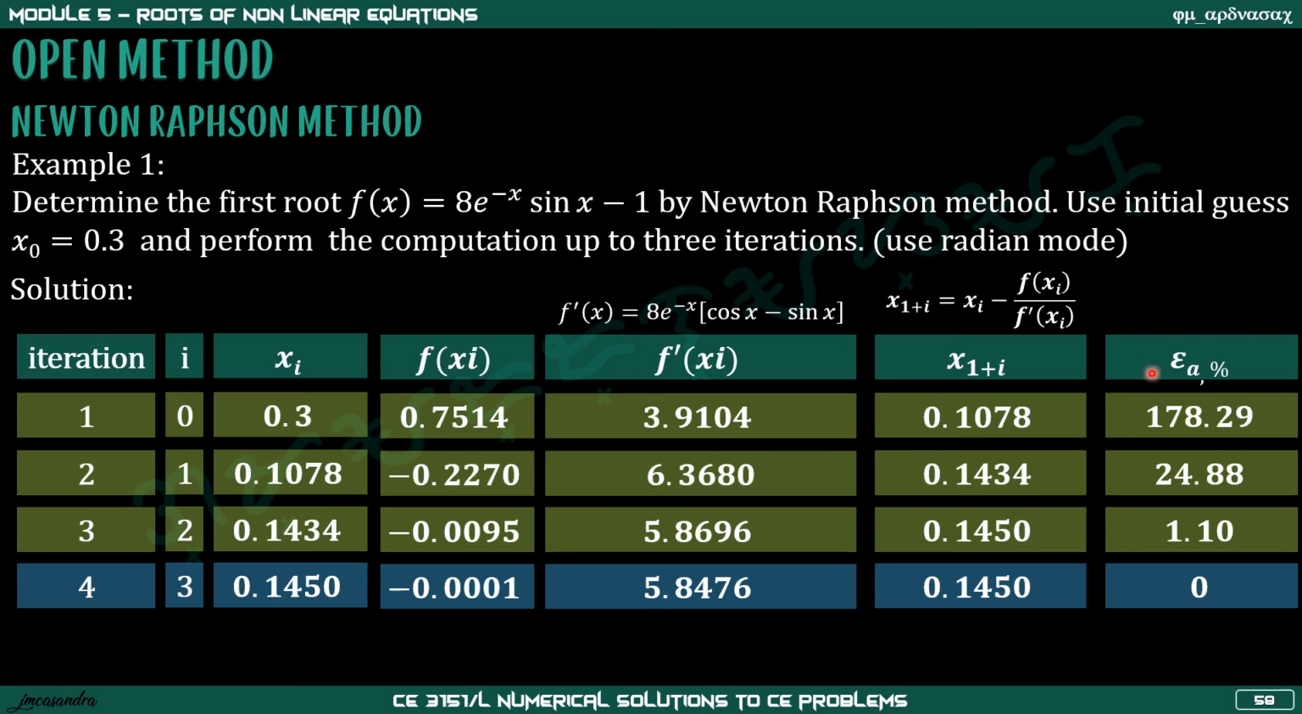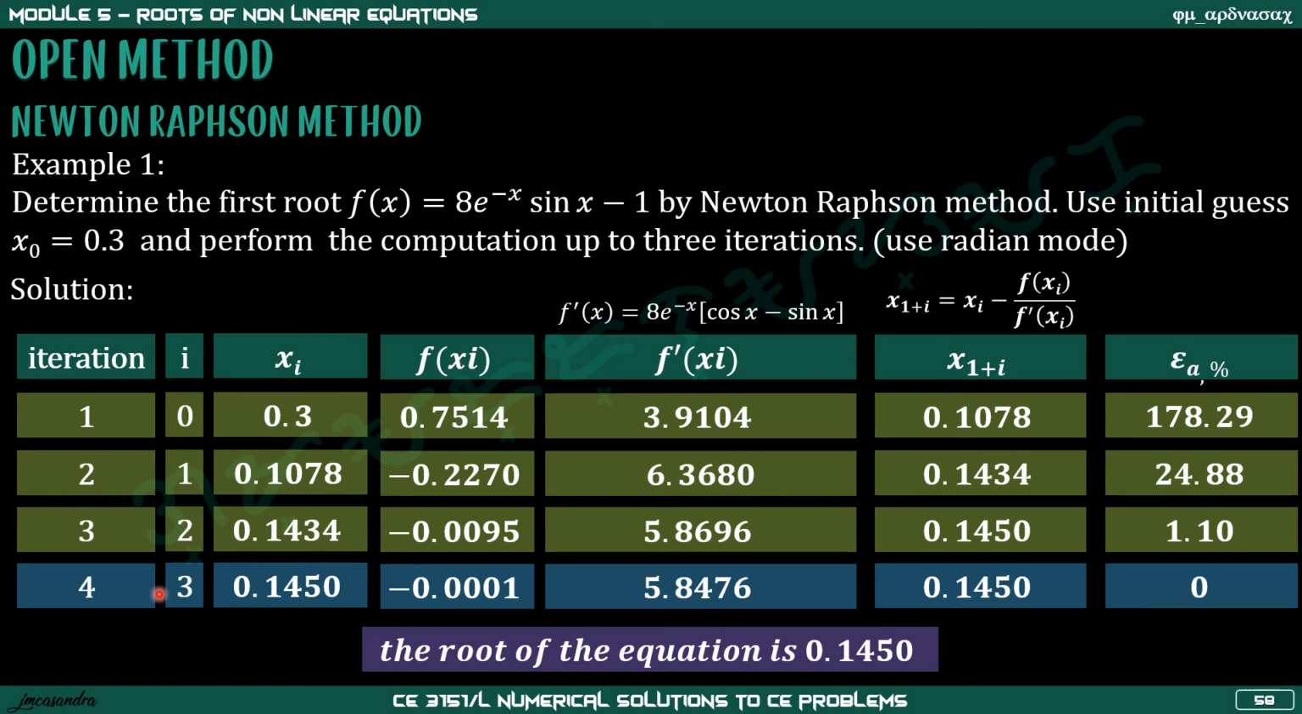Computing now for your approximate error, the new one minus the old one divided by the new one. So we have a 0% error, meaning even if we have not continued with the fourth iteration, the true root now of the equation 8e raised to negative x sine x minus 1 is equal to 0.14. Okay, so that's it for example 1.